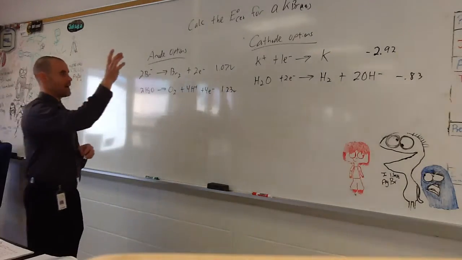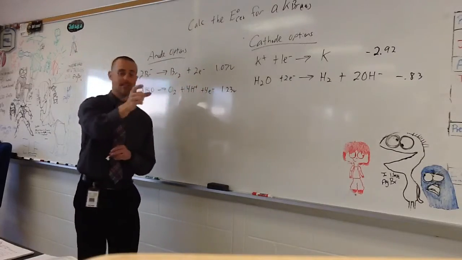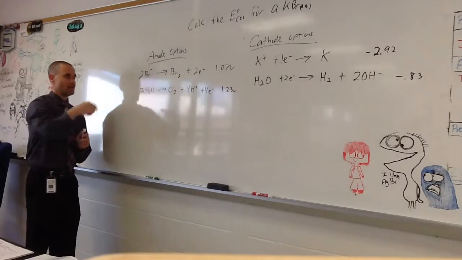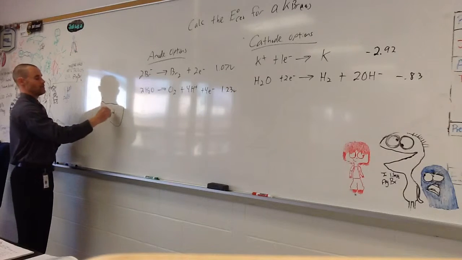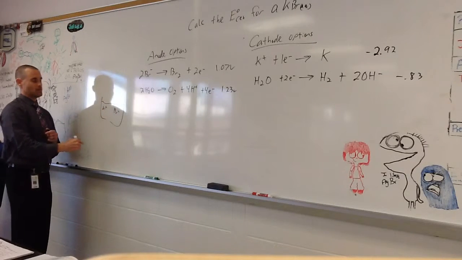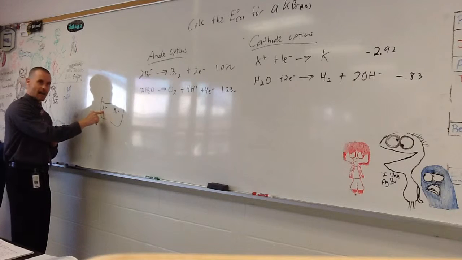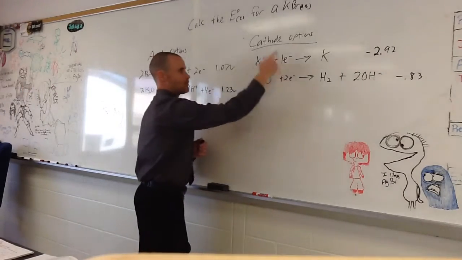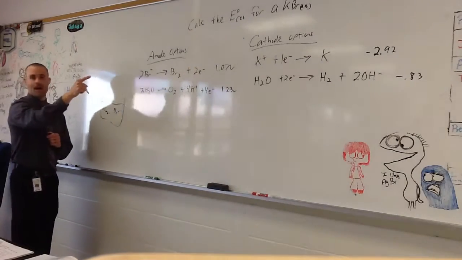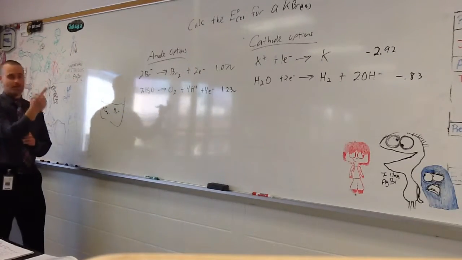The reason I separated these and the reason I wrote them the way I did, because inside that electrolytic cell, you have K plus, Br minus. We know that K plus is a cation. What does that mean? Cathode. What does that mean? Reduce. We know this is going to gain electrons. That's why I said that's an option for my cathode. I know that's going to happen at the cathode because it's a cation.